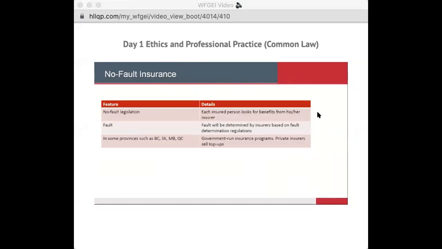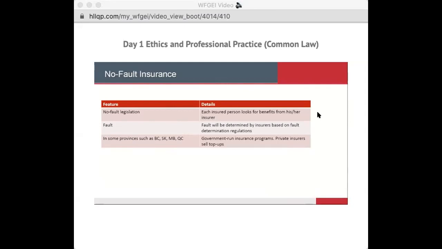Okay, so most provinces today do also have no-fault insurance. And basically, what it means, as I said earlier, is that each insured person looks for benefits from his or her own insurance company. In other words, you don't sue the other insurance company. You just basically phone up your company and say, I've had a problem, and then they pay for it, and that's it. So you don't actually go after each other. Each insurer basically pays the client whatever they need to be paid for. Okay, that's why they say it's no fault.